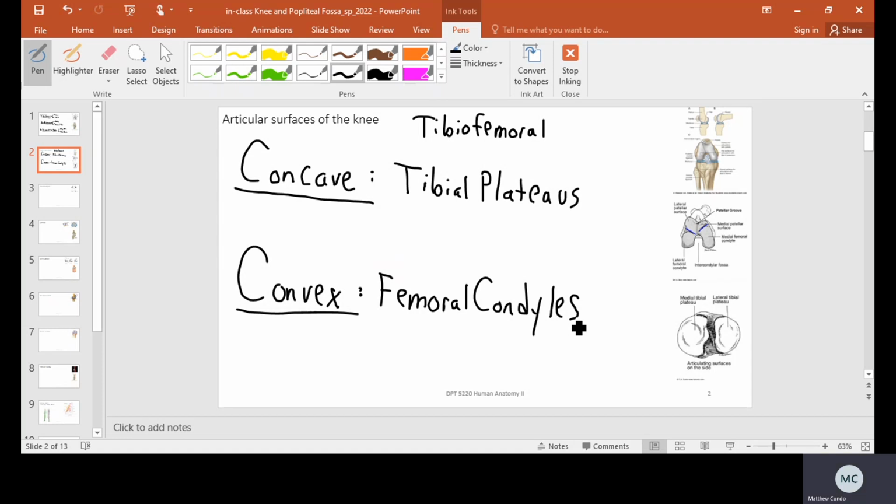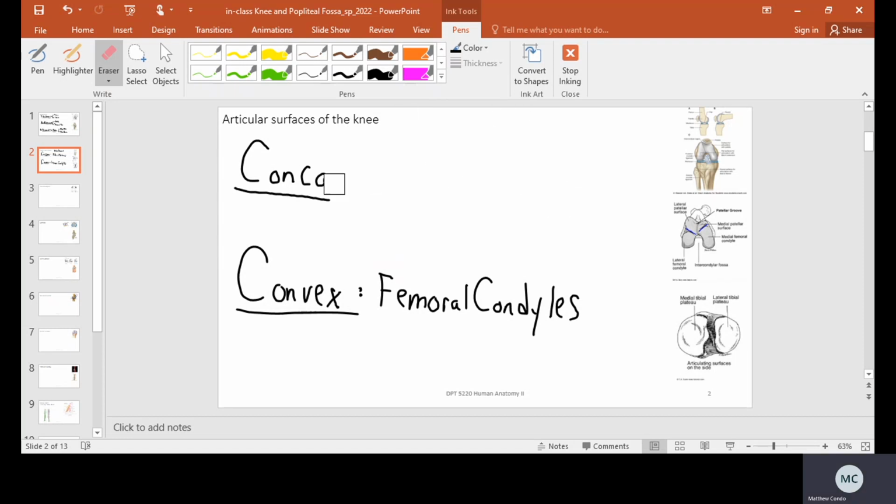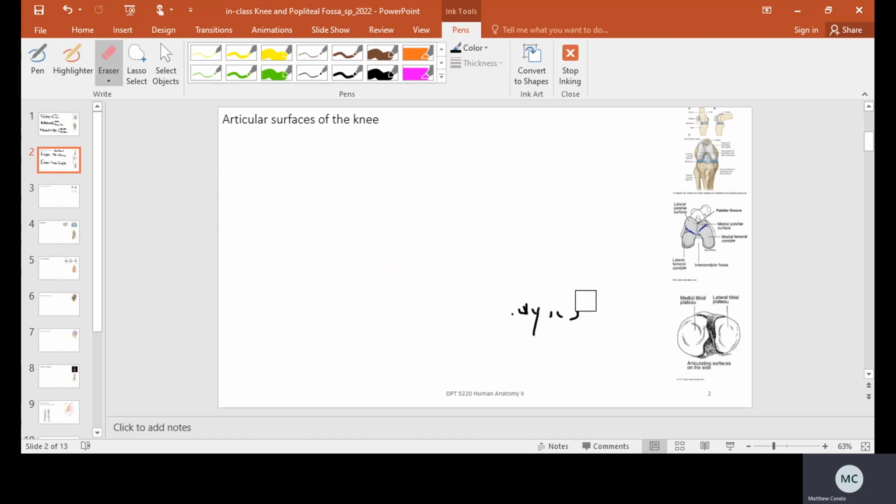All right, so that's going to be the tibiofemoral joint. Any questions about the tibiofemoral joint? We'll do more on this later, but I want to get on to the patellofemoral joint. The other joint that's going to directly relate to the knee is going to involve this little gray bone called the patella.